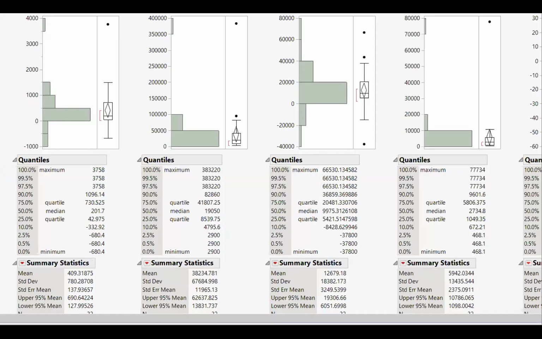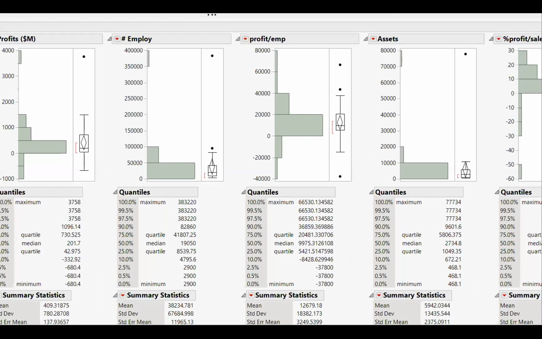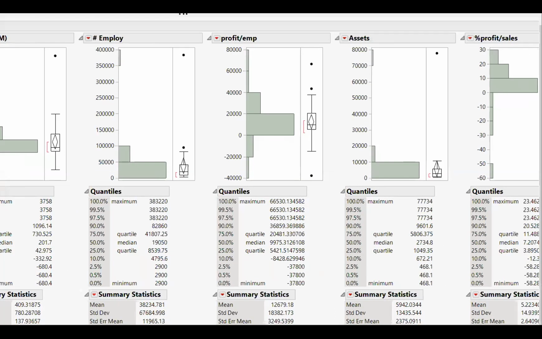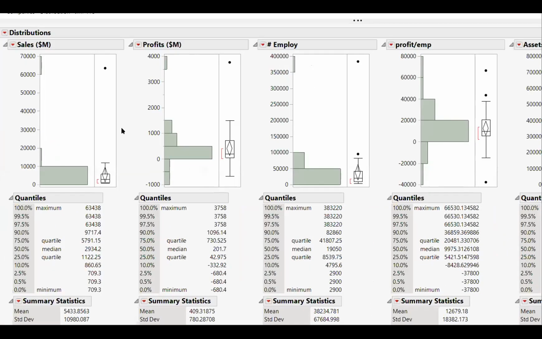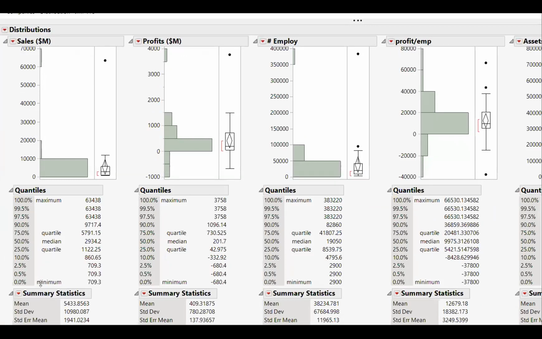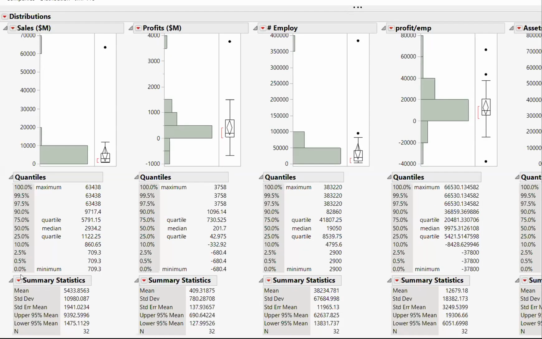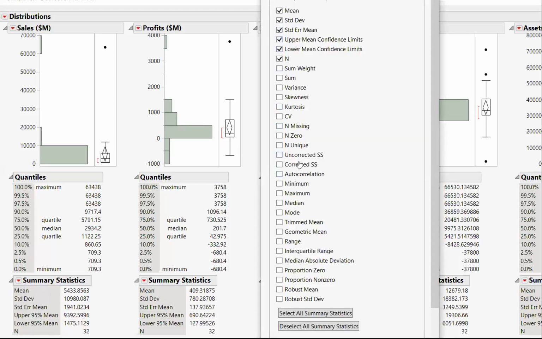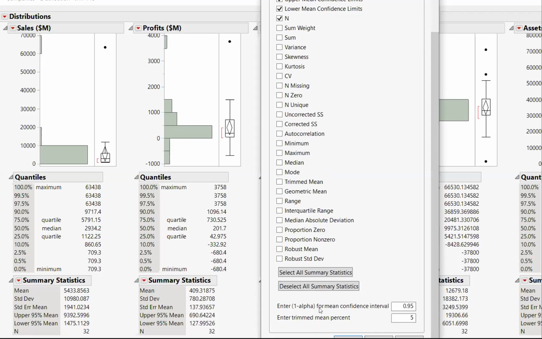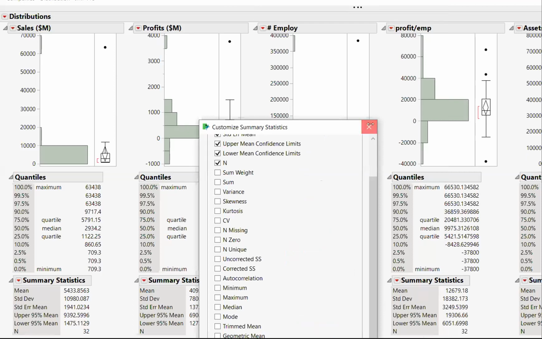Because there are many analyses here, you can see different information. And down here you have information too. If you want to add any information, use the red triangle, Customize, and check whatever you want to add. And down here you can determine the confidence level. This is 95%, a 5% error. If you want to change it to 99 or whatever else, you can.